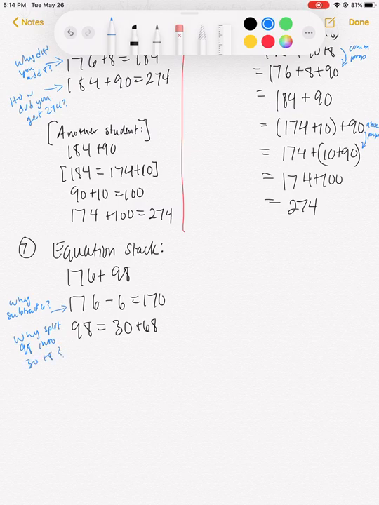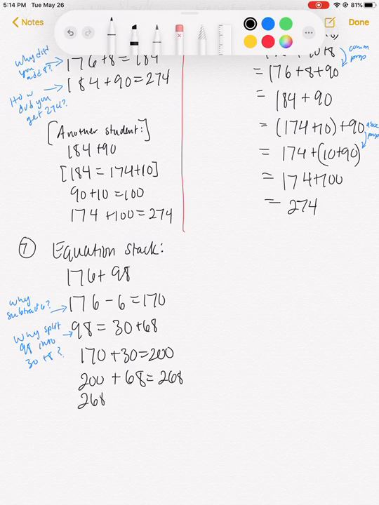I imagine that they will say things like they're going to get to the tens complement, up to hundreds complements, so making the addition easier. So they split the 98 into 30 plus 68. Then they said to add 170 plus 30 is equal to 200. 200 plus 68 is equal to 268. And then 268 plus 6 is equal to 274.